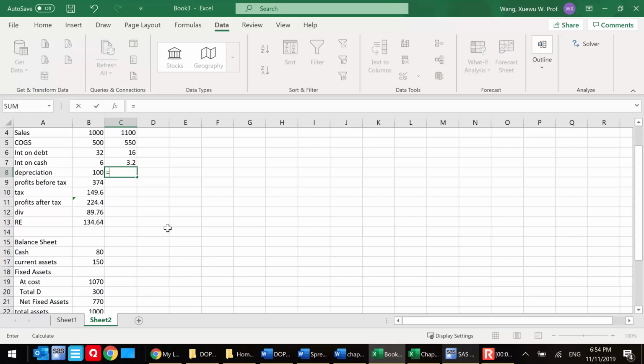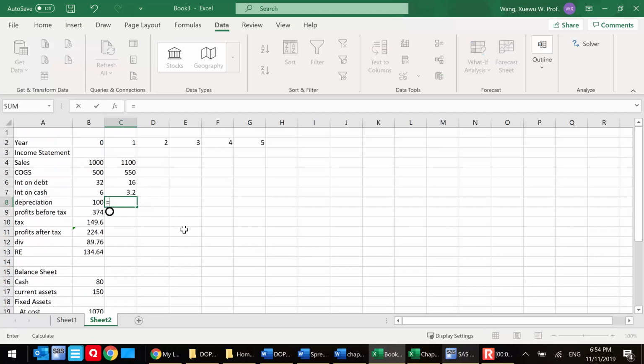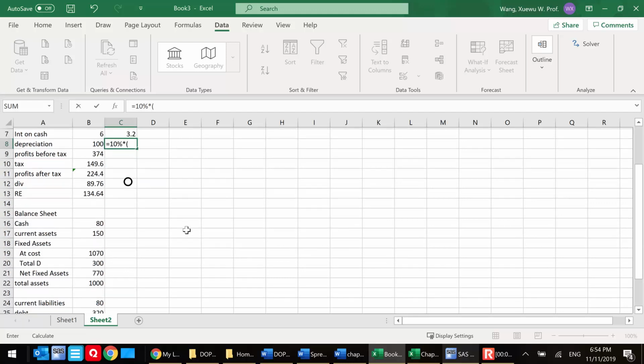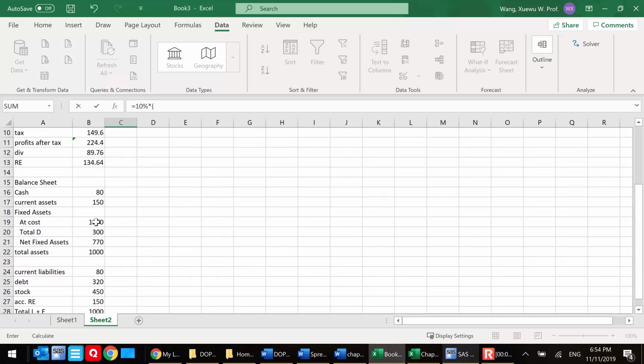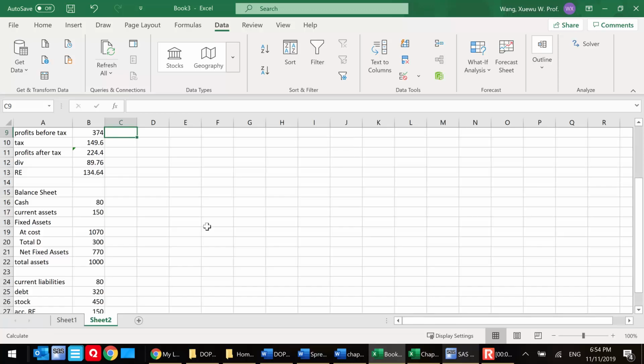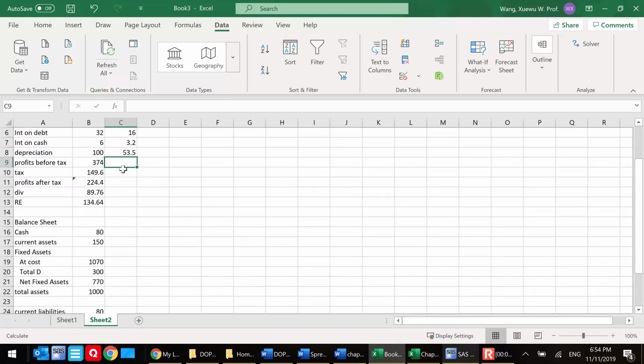Depreciation, this is the depreciation in year 1. So that's going to be the depreciation rate, which is 10% given, multiplied by the average fixed assets at cost. So I'm going to look at fixed assets at cost for year 0 and fixed assets at cost for year 1. And so I take the average, and that's 53.5.